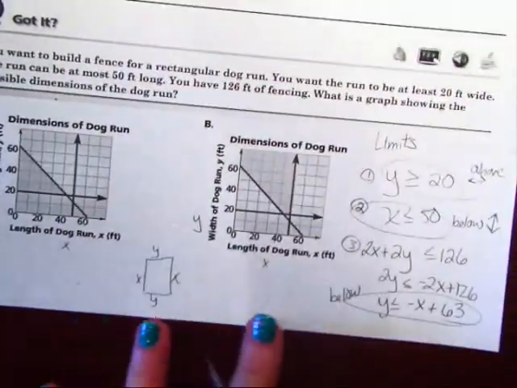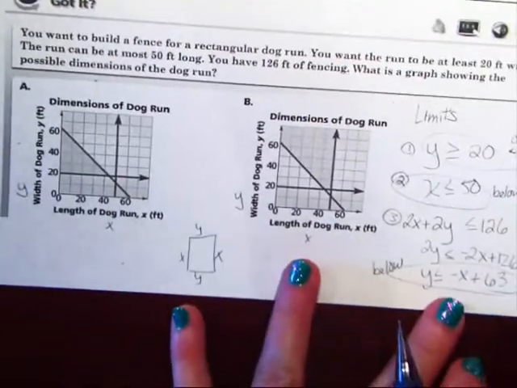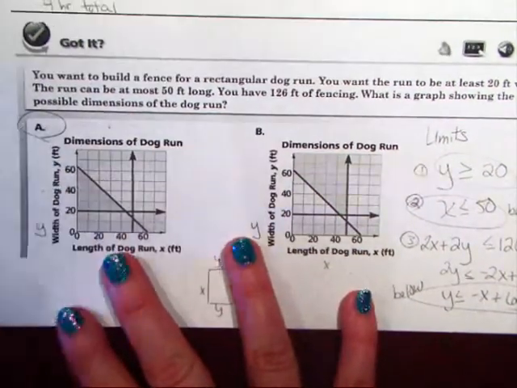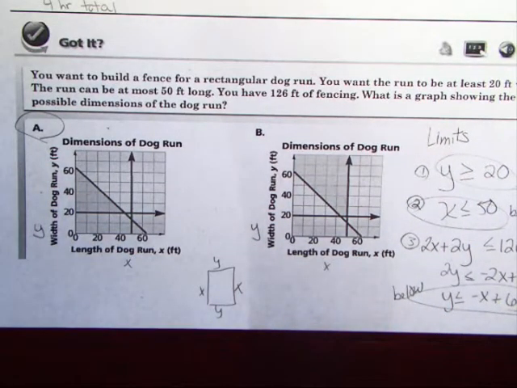So let's take a look at it. Where do you see that it's below the diagonal, to the left of the straight line, and above the horizontal line? The only option? Option A. See, I didn't even make you graph it yourself. Alright, on the back, the lesson check.